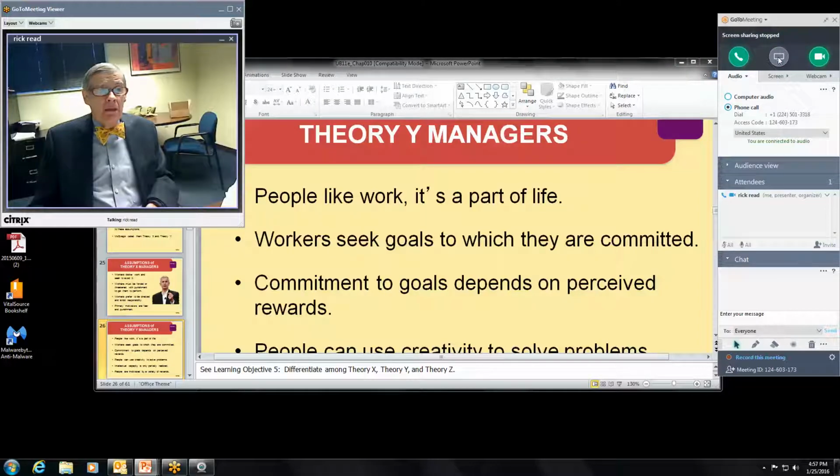McGregor says, on the other hand, there are managers that espouse a theory Y, that people actually like work. It's as natural as anything else that they do. They will commit to goals that they have a vested interest in. I'm saying a little bit different from what's on the slide. They'll also commit to goals where they think there's a reward. Now, if they don't think the reward is really good, they may not do as much as they should. People do like to use their creative thinking to solve problems.